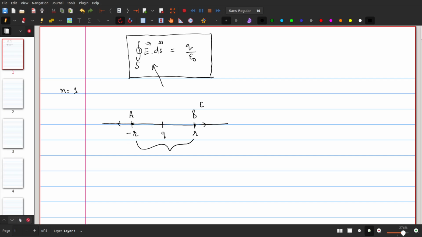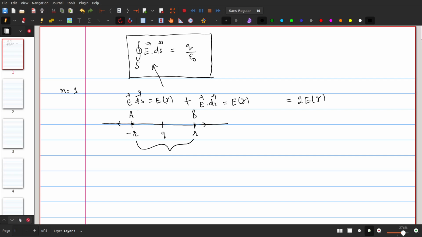Therefore, if we evaluate E dot dS at point B, it will simply be the magnitude of the electric field at point B. Similarly, if we evaluate E dot dS at point A, it will simply be equal to the magnitude of the electric field at A, and since the magnitude depends only on the distance r, it will be the same as the value of E dot dS at B. So if we take the sum of E dot dS for both of these points A and B, we will get 2E(r).